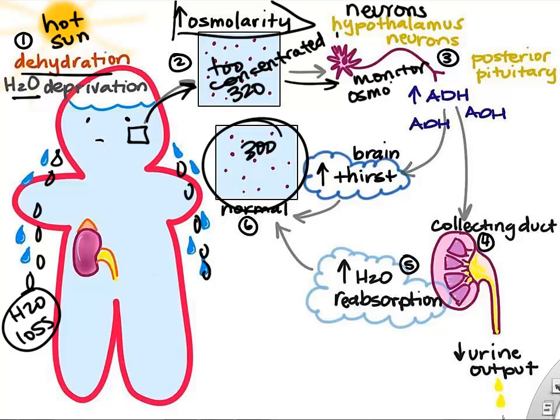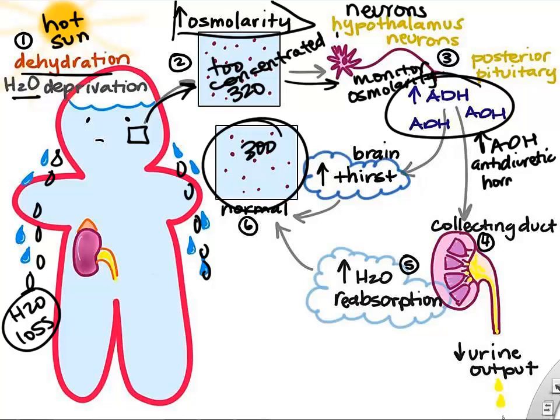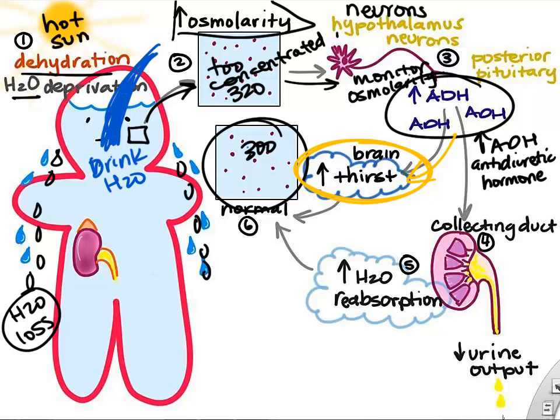So what we can do is, this is sensed in the hypothalamus by neurons, and they secrete a hormone called antidiuretic hormone. And it kind of tells you what it does with its name. But one thing it does is make you more thirsty by affecting your hypothalamus and the brain. And so hopefully you drink more water, and that helps return your osmolarity back to normal.